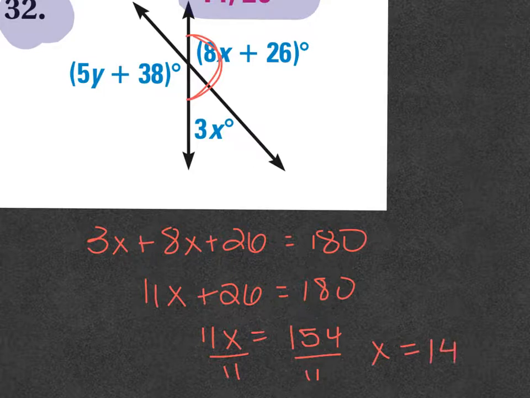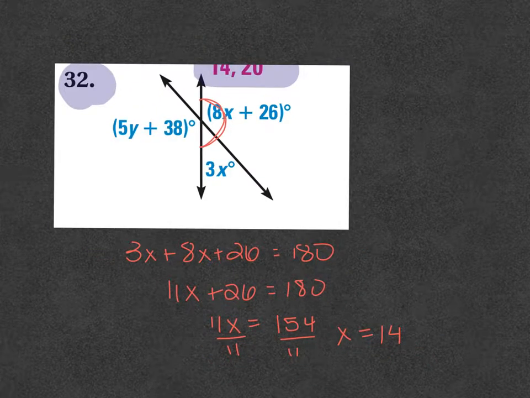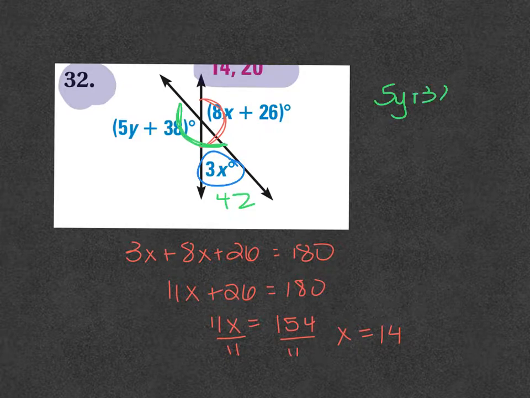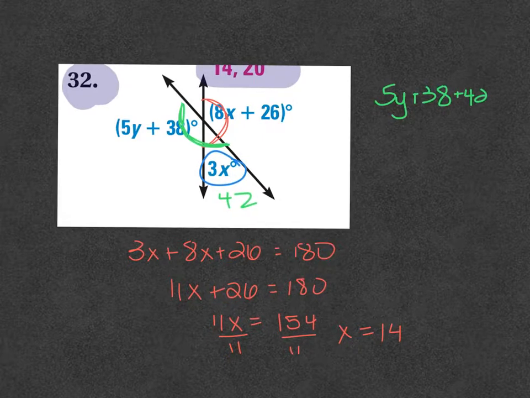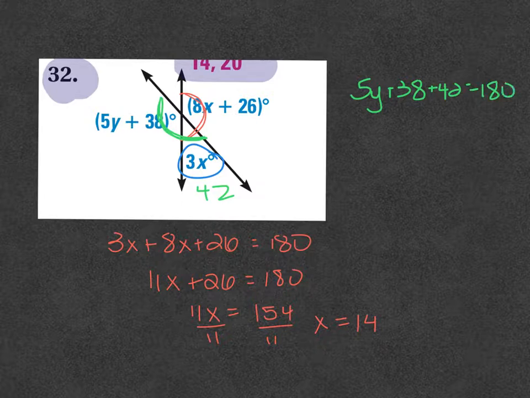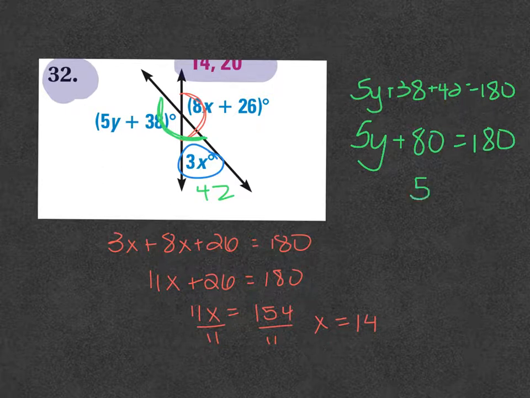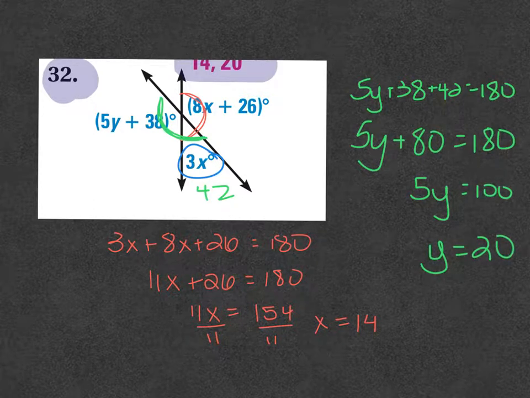And x is 14. Then you got to take that and plug it back in here because the other relationship is that these 2 form a line. So 3 times 14, 42, right? 5y plus 38 plus 42 equals 180. 5y plus 80 equals 180. 5y equals 100. And y is 20. Makes sense now, right? Yeah?